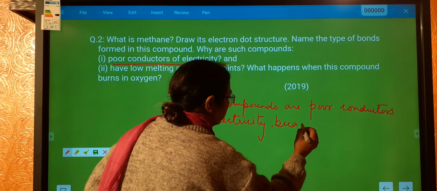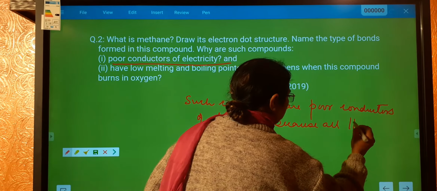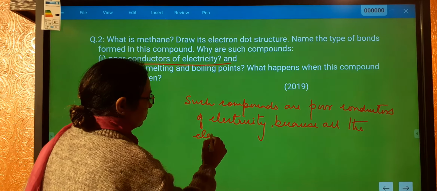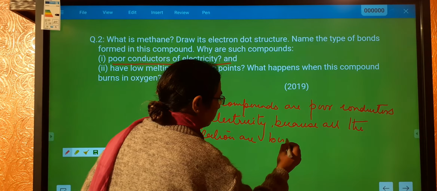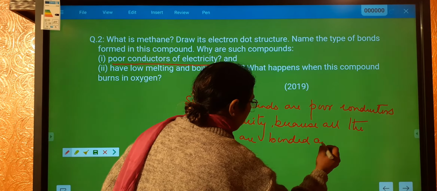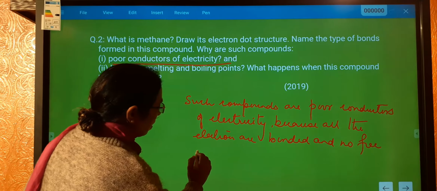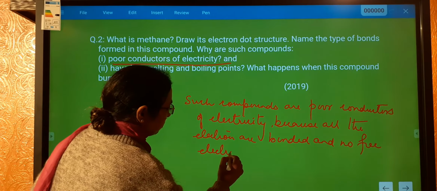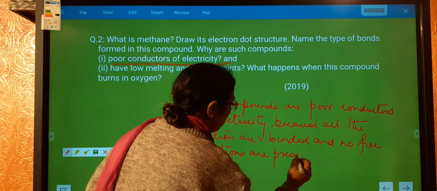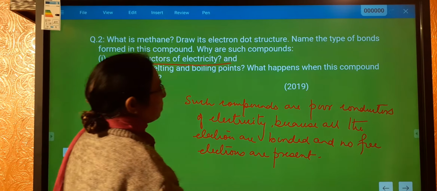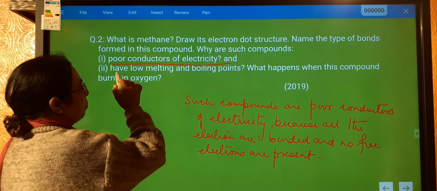Because all the electrons are bonded and no free electrons are present. Alright, then they have low melting and boiling points.